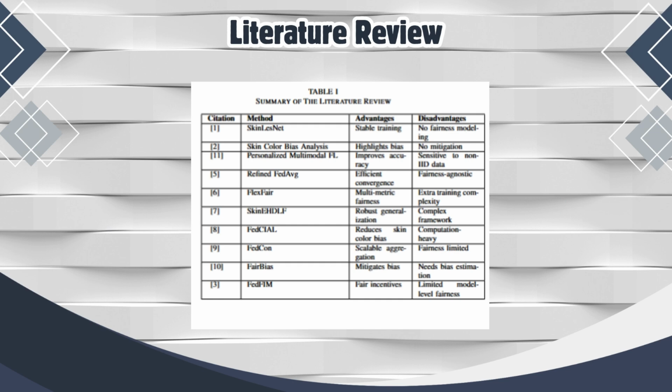Now coming to the literature review, we have cited around 11 papers, and each one of them has its own advantages and disadvantages. Some have stable training advantages, but they have not implemented all of the fairness metrics properly. There are three fairness metrics, which I'll talk about later. Some of the disadvantages would be extra training complexity, limited fairness applied, or limited model-level fairness and stuff like that. A combined framework of the fairness metrics has never been proposed, and this is what we are doing.